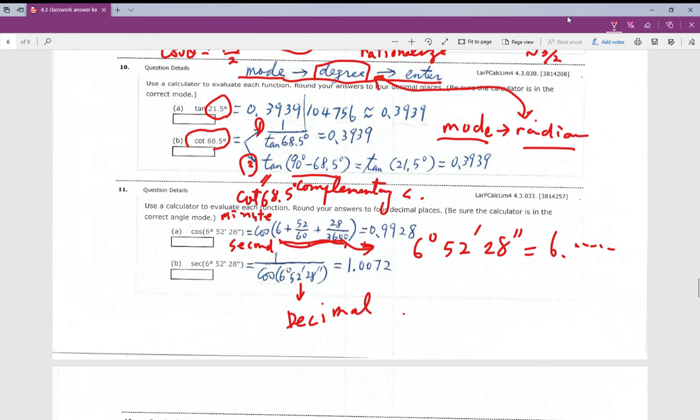Some calculators you can find this mode. If you have this mode, then you directly enter, then it will be easier.